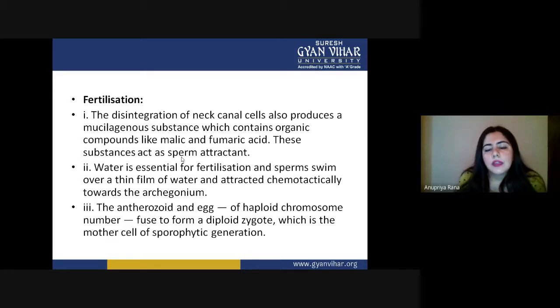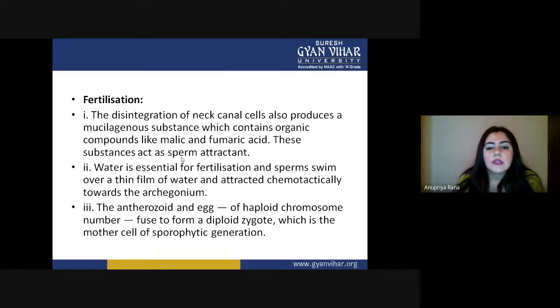So what is essential for fertilization? Water needs to be there, because if there is no water, how can the sperm swim? So water is essential. Sperm swim over a thin film of water and are attracted chemotactically towards the archegonium. So they are influenced by the malic and fumaric acid, and in that way they make their path.